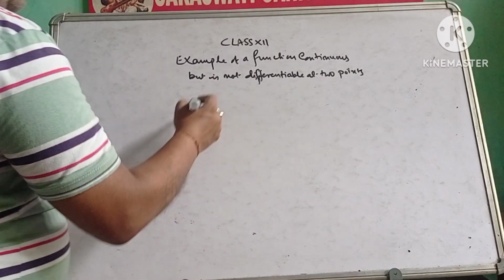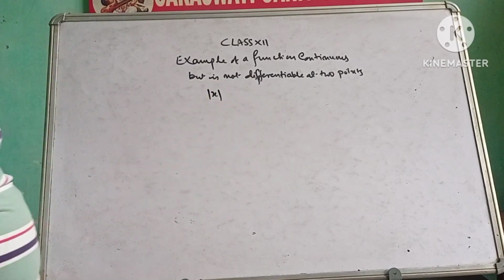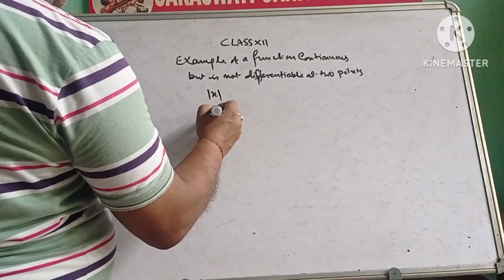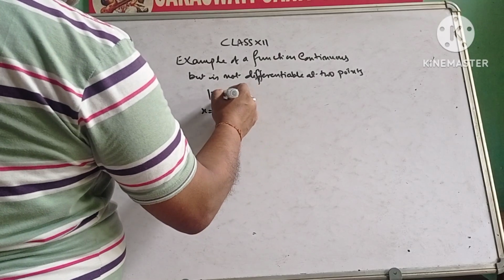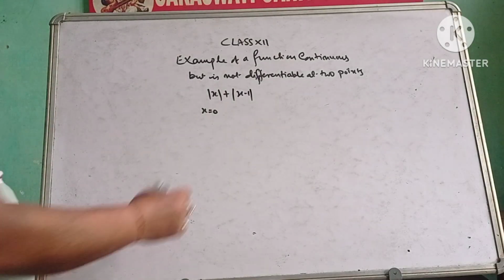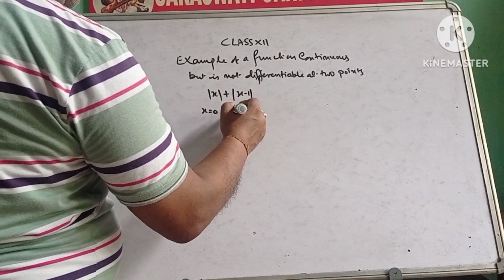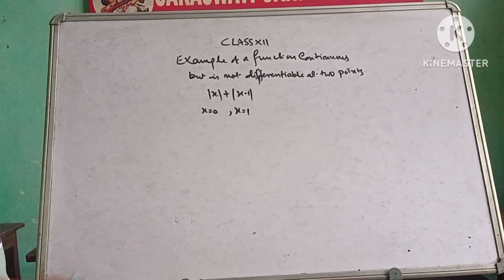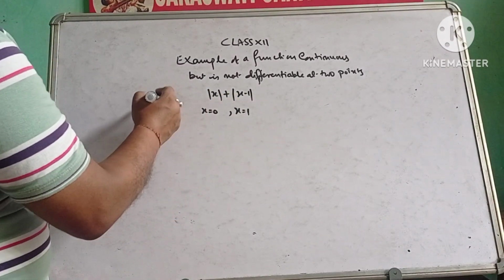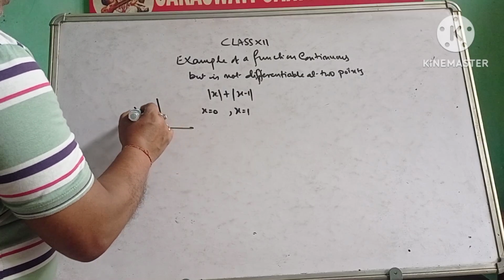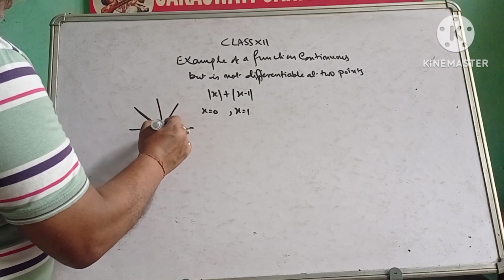So remember that modulus x is a continuous function, but it is not differentiable at x is equal to 0. And if you add to this modulus x minus 1, so this is a modulus function, and it is also not differentiable at x is equal to 1. So this is the example. You remember that the graph of the modulus function is this.